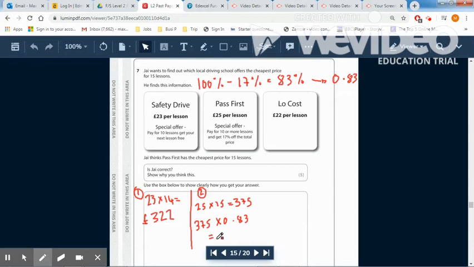And if I work that out, that's just going to give me £311.25. So that's option 2. And then option 3, it's nice and simple, just £22 a lesson. So 22 multiplied by 15. If I work that out, I'm just going to get £330. So Jai thinks Pass First is the cheapest. Is it the cheapest? Yes.